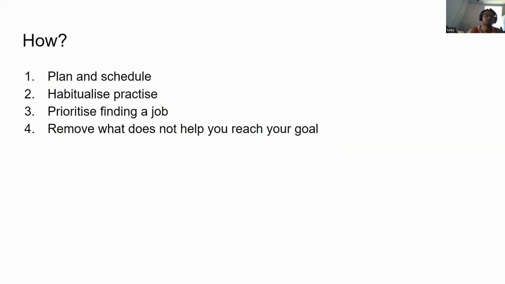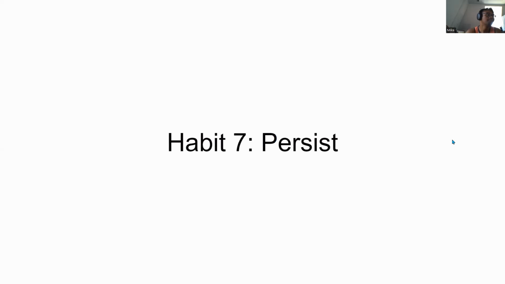How? Again, plan and schedule effectively. Habitualize your weekly practice. You prioritize finding a job over other things. So maybe you'd say, well, I'm a member of 3 different societies and I want to do different volunteering and I want to get a first in my bachelor's degree. Do you need those things? Is it required for you to get a job? Because if it's not, then maybe you don't need to prioritize it. And remove what does not help you reach your goal.